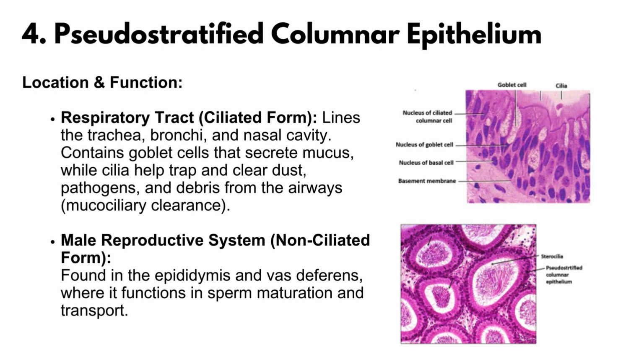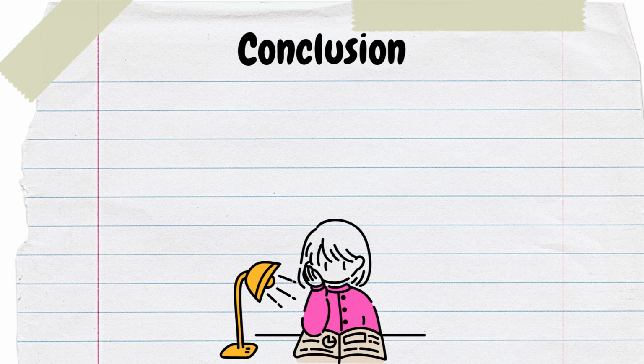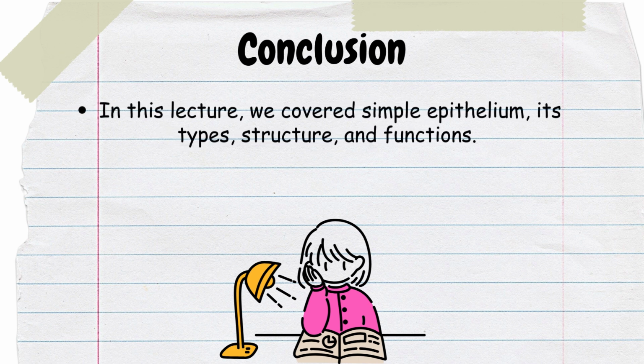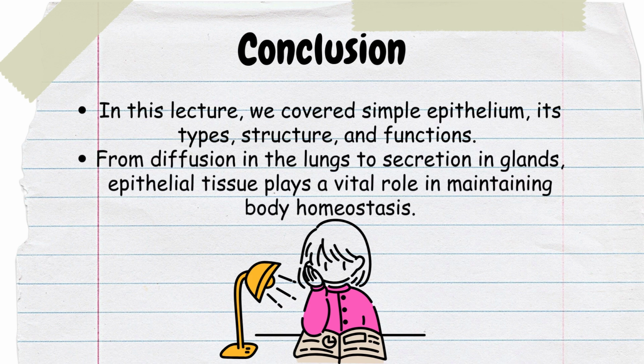Conclusion. In this lecture, we covered simple epithelium, its types, structure, and functions. From diffusion in the lungs to secretion in glands, epithelial tissue plays a vital role in maintaining body homeostasis.